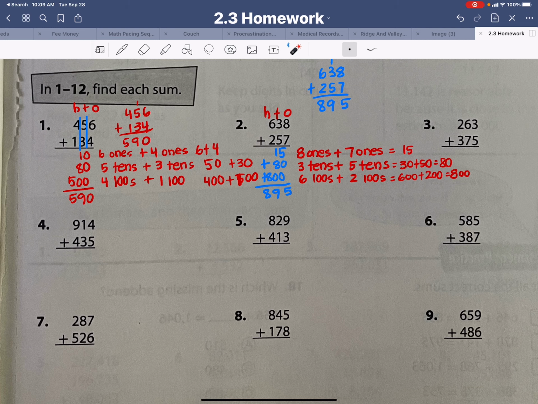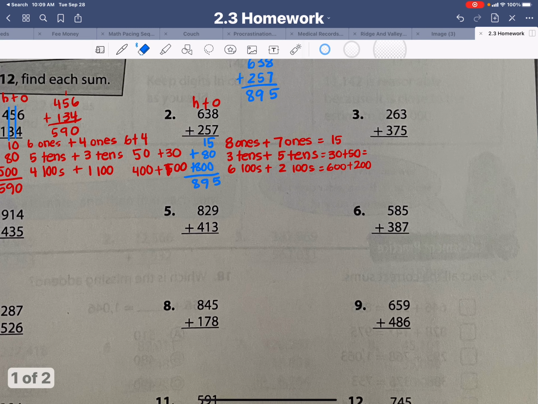And now I've got to do my math. I add up all the ones, all the tens, all the hundreds. So 5 plus 0 is 5. 1 plus 8 is 9. Bring down my 8. That's 895. Okay. So, I'm going to have to erase a little bit over here. Now, let's look at number 3.